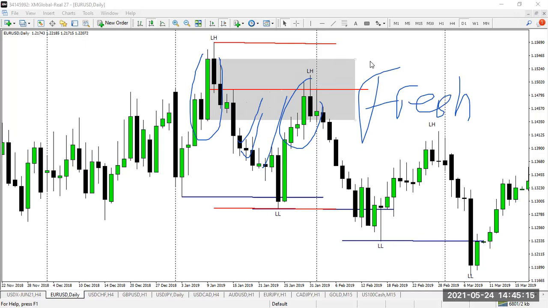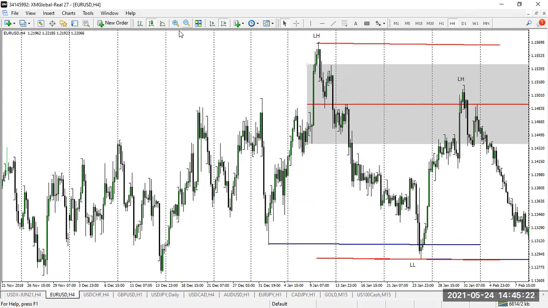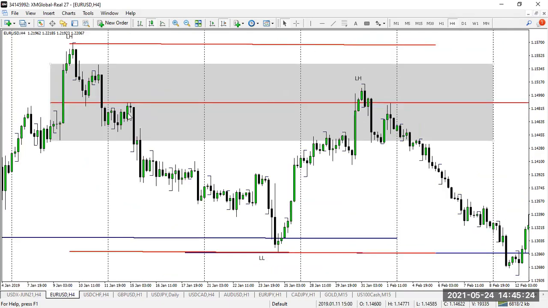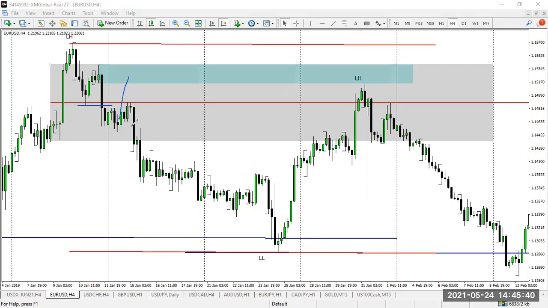First time return. Right. So when they came back here, sometimes I go to 4 hour and look for other fresh order blocks. Do I have any other fresh order blocks here? I have this one. This is a fresh order block. There is no return here. Price never came back. You can see that when they broke market structure here, they never came back to the order block. Never came back. So it's a fresh order block.